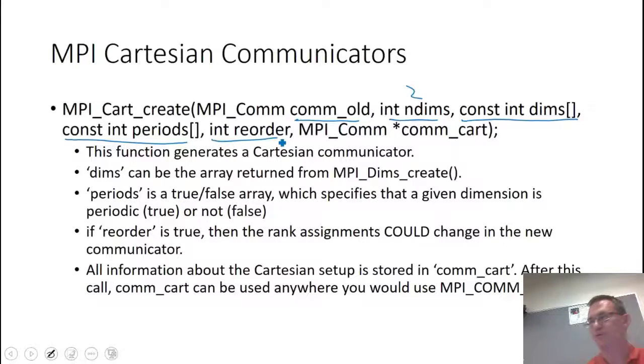Then we have the reorder flag. And reorder, it's either true or false. And if it's true, then you're telling MPI it is okay for you to change the actual rank number for this particular communicator.